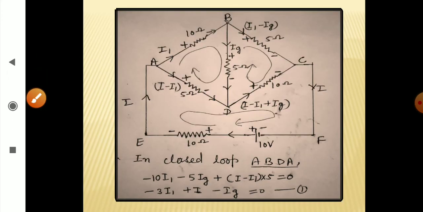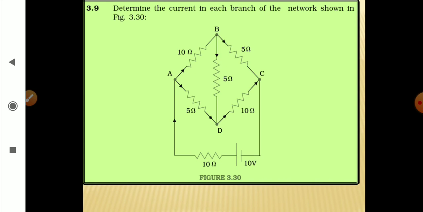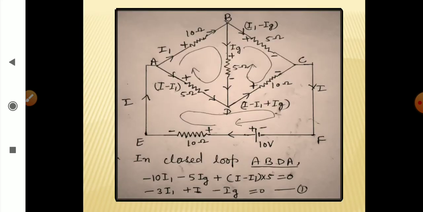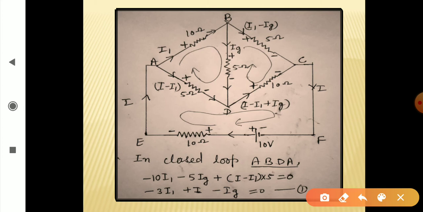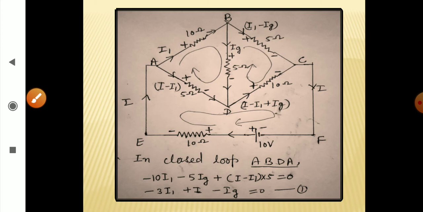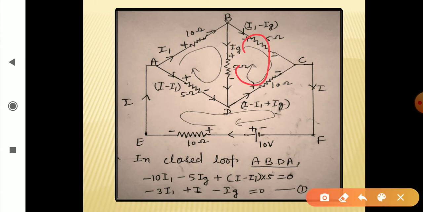So I minus I1 into 5 is equal to 0. So here you see, minus 10 I1 here, minus 5 Ig, this one, and plus I minus I1 into 5 is equal to 0. So you get the first equation, simplifying: minus 3I1 plus I minus Ig is equal to 0. First equation. Now we will write a similar equation for the second loop, and then we will write the equation for this loop one by one.